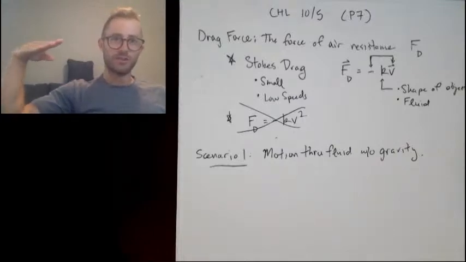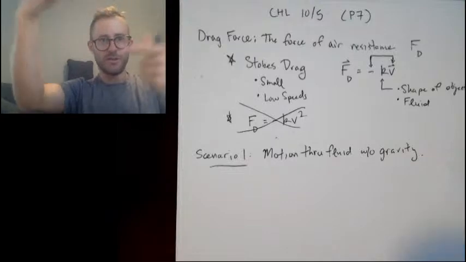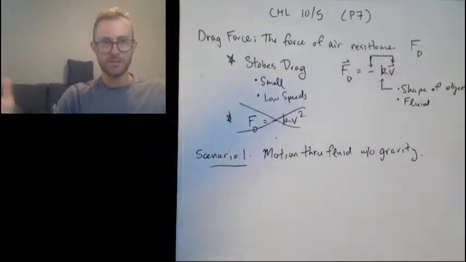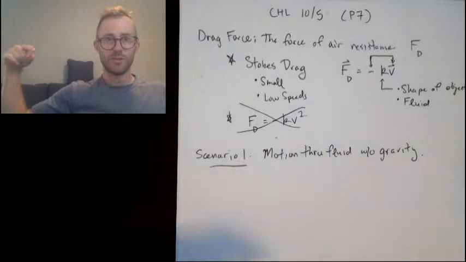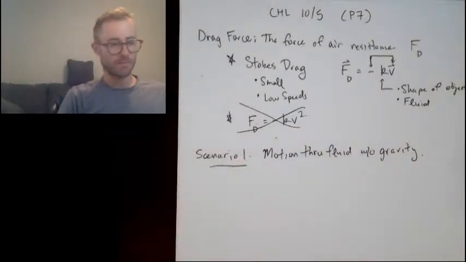Now, as the spaceship cruises through the nebula, the spaceship is bumping into the molecules within the nebula, and those molecules are going to slow it down. Okay? There's no gravity because it's in outer space. So eventually what will happen is the spaceship will come to a stop.